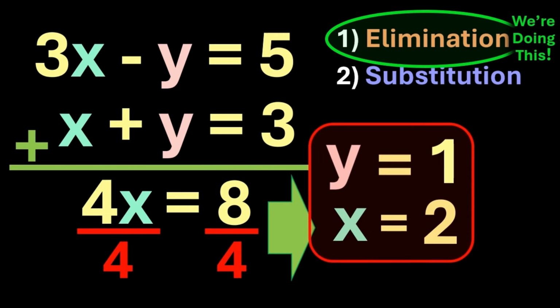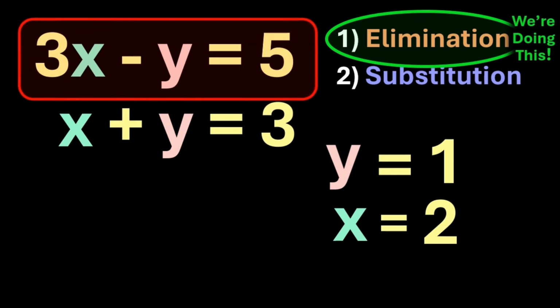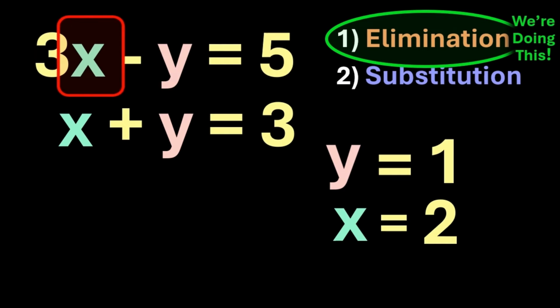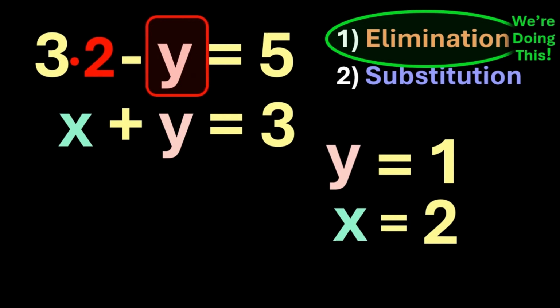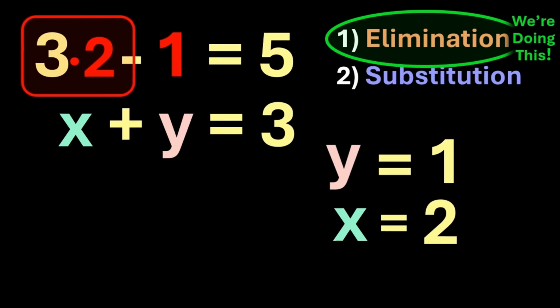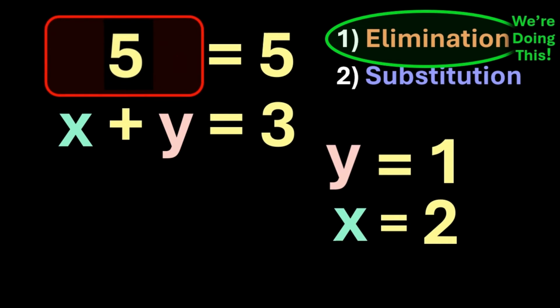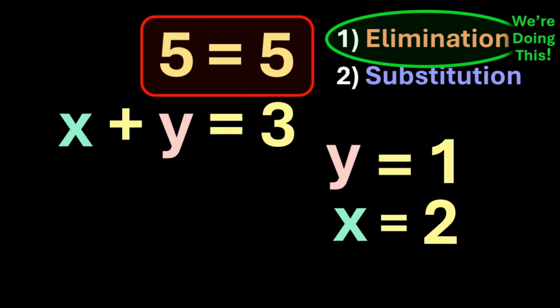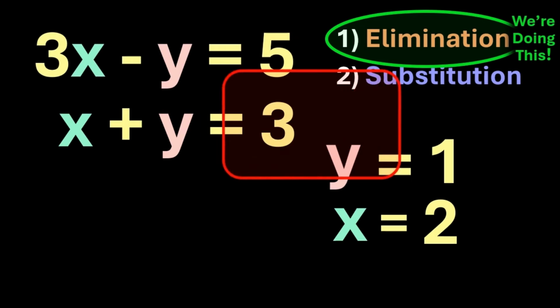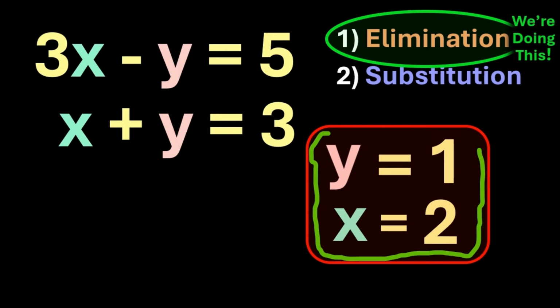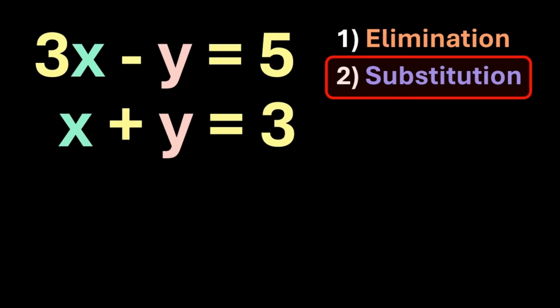Now to verify my result, I can go to this first equation, change x to 2 and change y to 1 to see if things work out correctly. 3 times 2 is 6 and 6 minus 1 is 5. We end up with 5 equals 5, a valid proposition, and it tells us that our solution is correct. Now that we have seen the elimination method, it is time to move on to the substitution method.